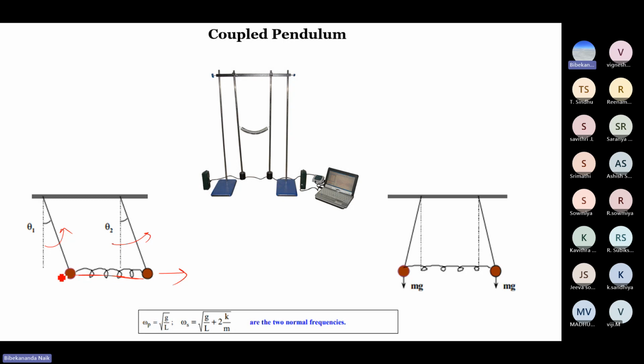So this is basically equal to the simple pendulum. The frequency of oscillation will be similar to that of a simple pendulum, that is, the angular frequency omega p is equal to root of g by l.